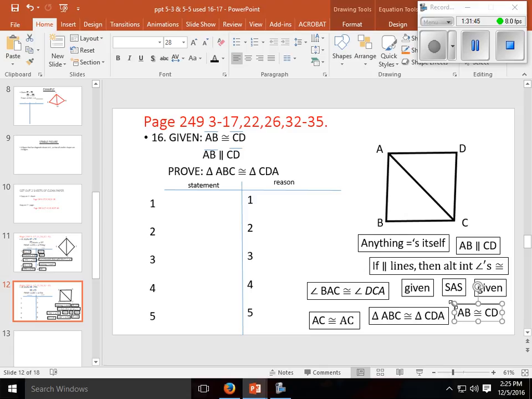As soon as we know we have parallel lines, what should we look for? Alternate interior angles. What do we know about those two angles right there? They're congruent. They're alternate interior angles. That's a pair of angles.